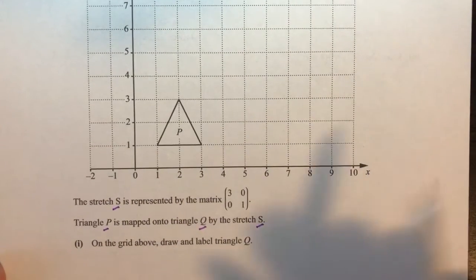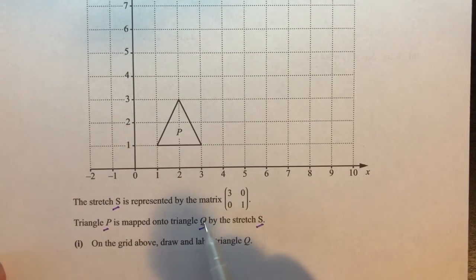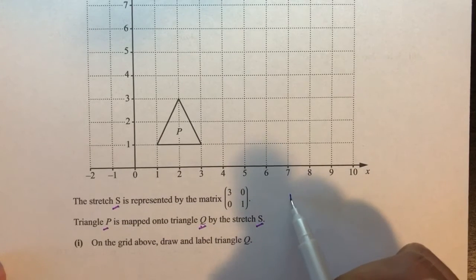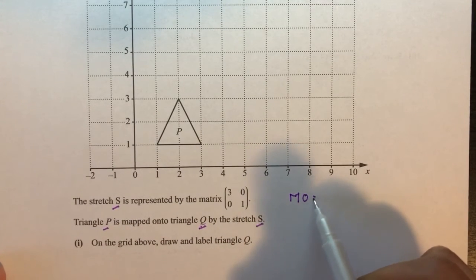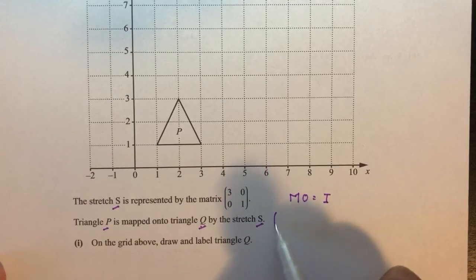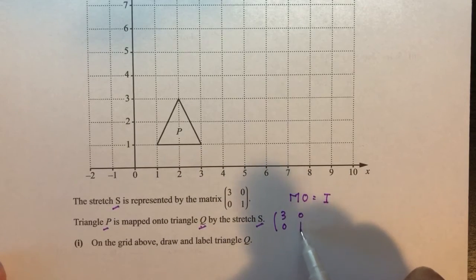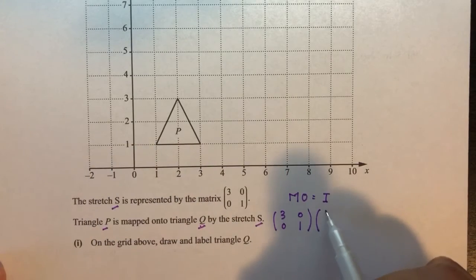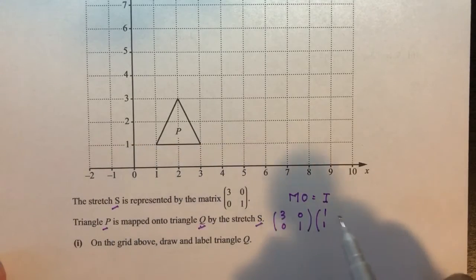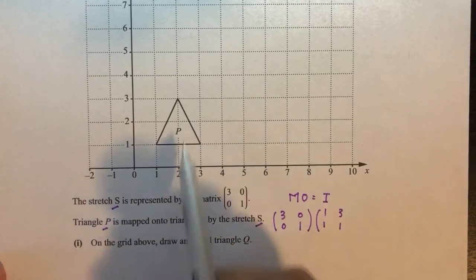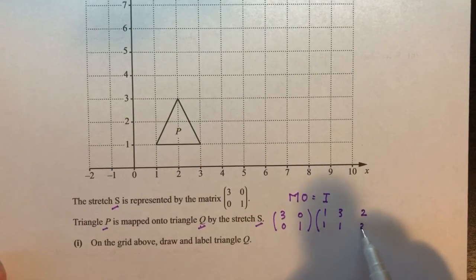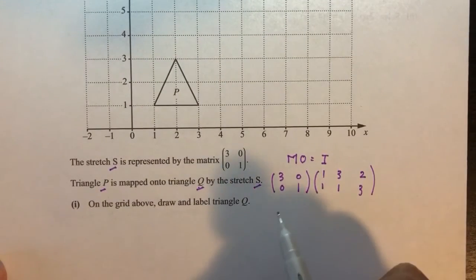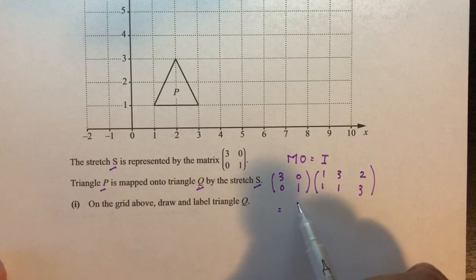So let's draw and label the triangle Q. So we know that matrix times object equals image. Matrix is 3, 0, 0, 1. What is the object? So the points, this one is 1, 1. This one is 3, 1, and this one will be 2, 3. So let's do that and find the points of triangle Q.